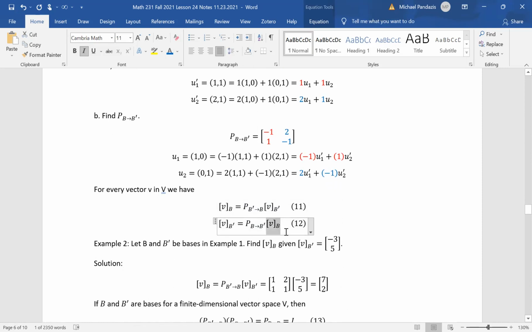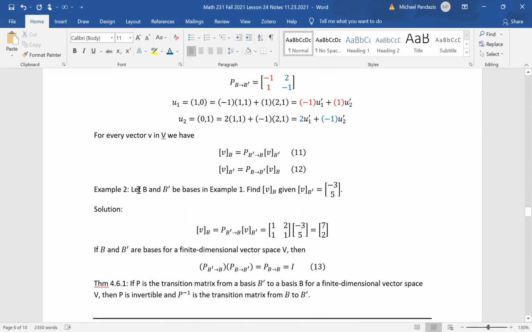And here, you can think of it as changing the coordinates of a vector relative to a basis B, changing its coordinates to coordinates relative to a basis B prime. And you can think of this as transitioning from B to B prime, going from coordinates relative to B to coordinates relative to B prime. Okay, and so equations 11 and 12 provide a way of, if you know the coordinates of V relative to one basis, you can find its coordinates relative to another basis if you know the transition matrix from one basis to the other.